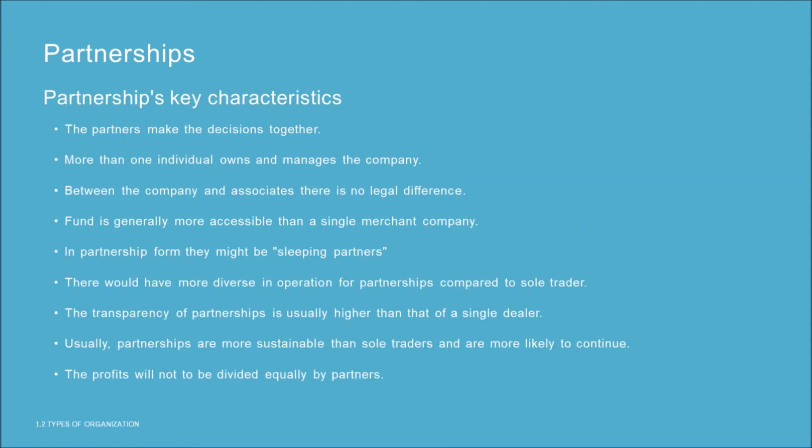Partnerships' key characteristics. The partners make the decisions together. More than one individual owns and manages the company. Between the company and the partners there is no legal difference. Funding is generally more accessible than for a sole trader company. In a partnership there might be sleeping partners. There would be more diversity in operation for partnerships compared to sole traders. The transparency of partnerships is usually higher than that of a sole trader. Usually, partnerships are more sustainable than sole traders and are more likely to continue. The profits will not necessarily be divided equally by partners.